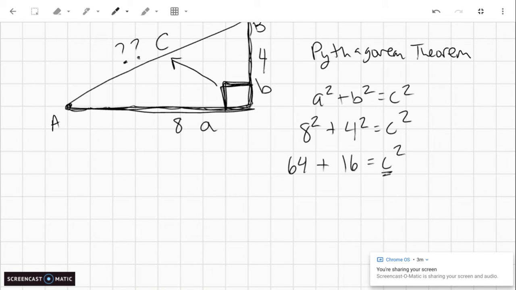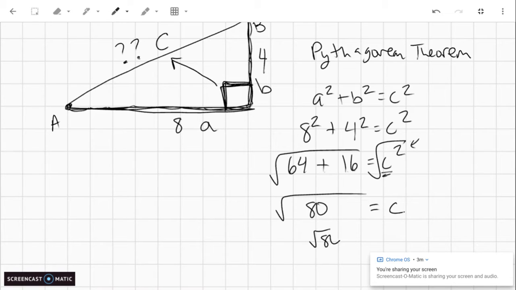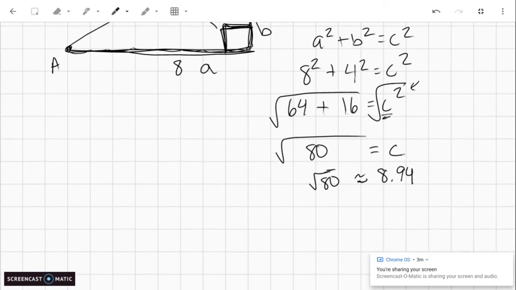Now I want to solve for C, so I want to get rid of this exponent by doing the square root of both sides. I should add these up first. That's okay. We'll have the square root of both sides. 64 plus 16 gives me 80, and that's going to tell me what C is. You could either leave this as root 80, which sometimes you see, or we can use our calculator to say it's approximately 8.94. I'm going to go to the hundredths place when I estimate for these.